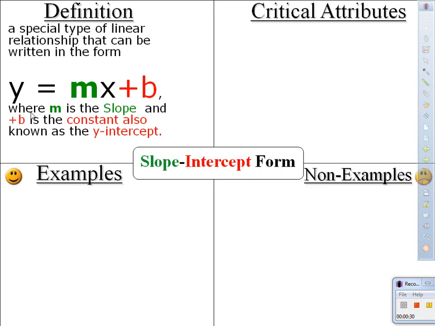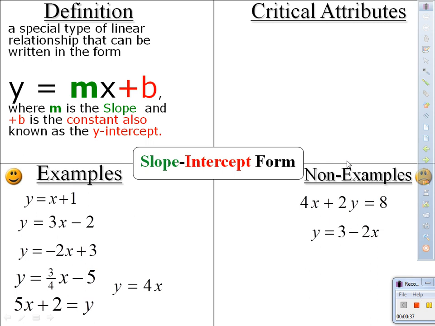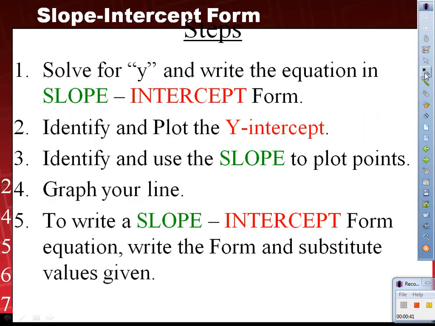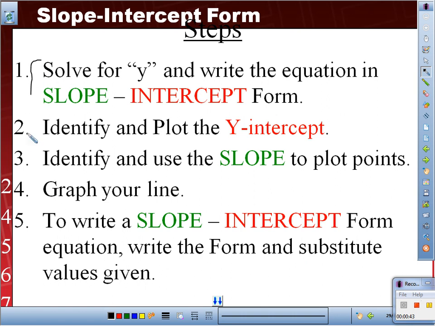Which is what? Y equals mx plus b. We got this, right? I gave you guys examples, non-examples. We came up with some hashtags. From there we wrote steps. And the first 4 steps, we said that these 4 steps were to graph. What are they? You solve for y and write in the slope-intercept form. You identify and plot the y-intercept. You use the slope to plot points, and you graph your line.